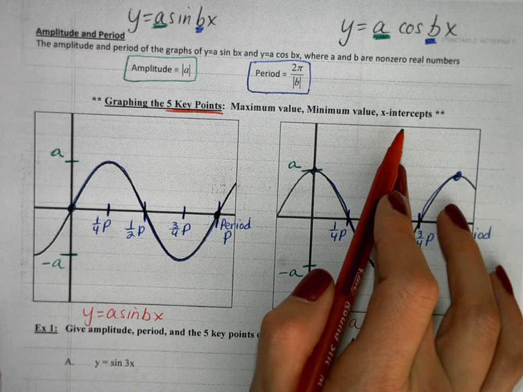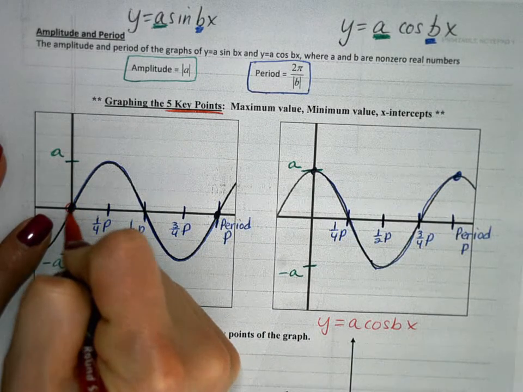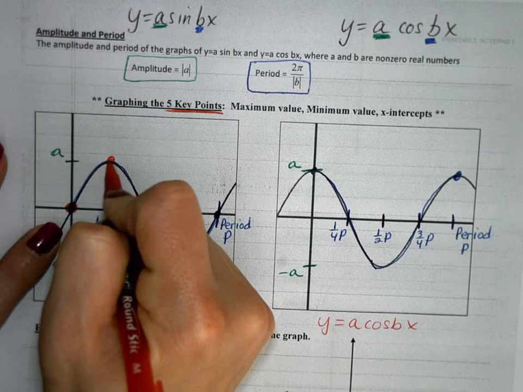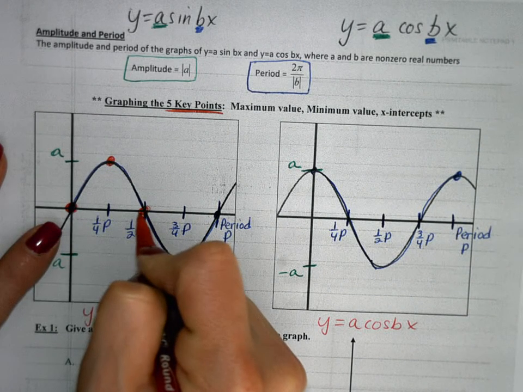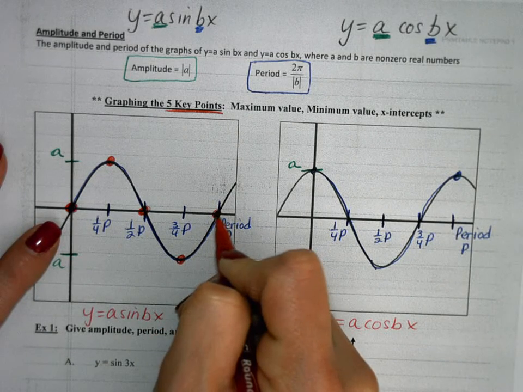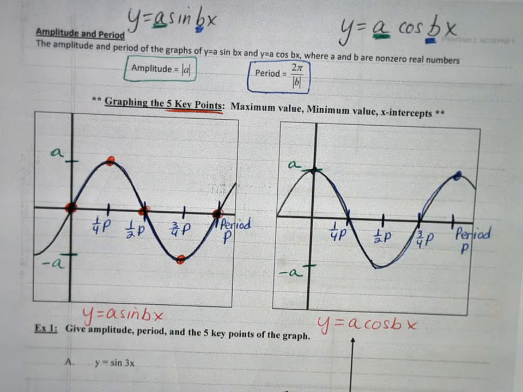Okay, now that means sine starts on the x-axis. It goes all the way to the maximum. It comes back to the x-axis. It goes all the way to the minimum. And it comes all the way back to the x-axis. Those are my 5 key points.